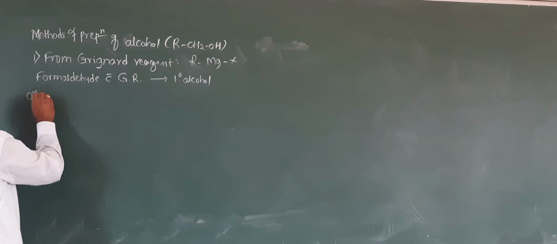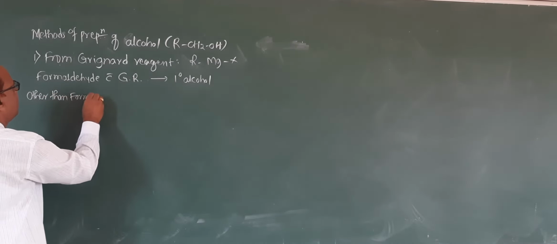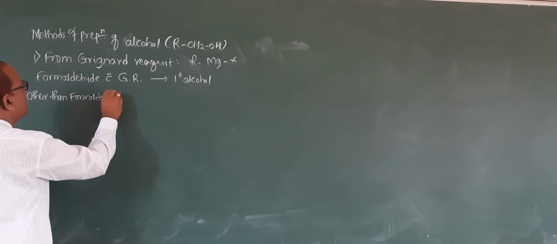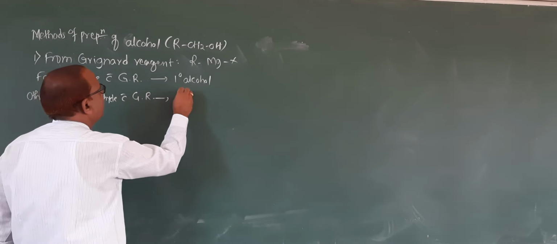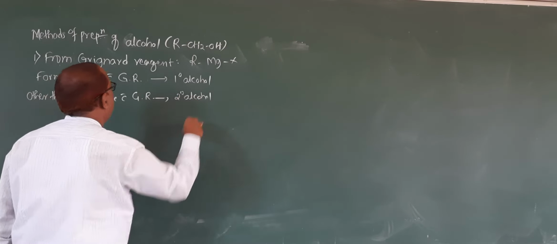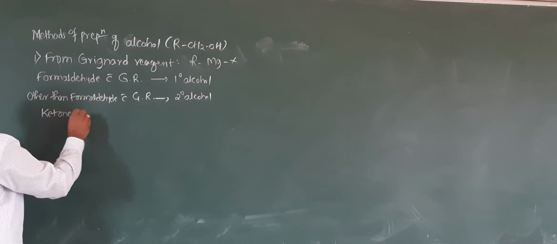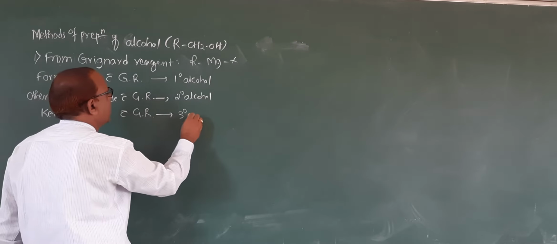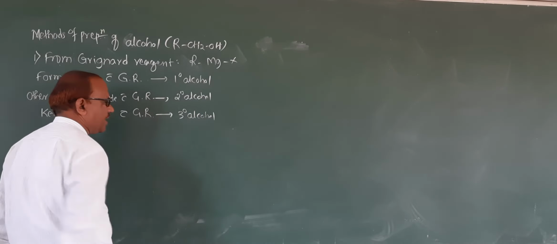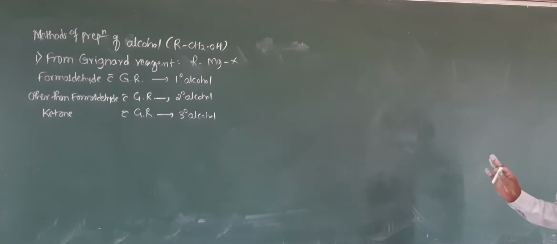Any aldehyde other than formaldehyde, like acetaldehyde, benzaldehyde, any other aldehyde with the Grignard reagent giving rise to secondary alcohol, whereas the ketone with the Grignard reagent giving rise to tertiary alcohol. Important for both the theory exams and also for the competitive exams.